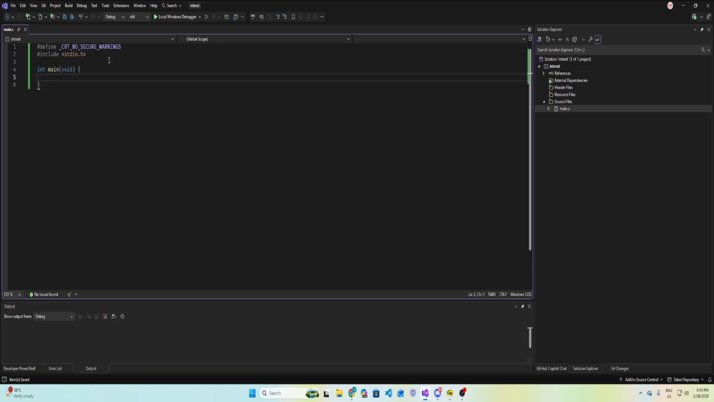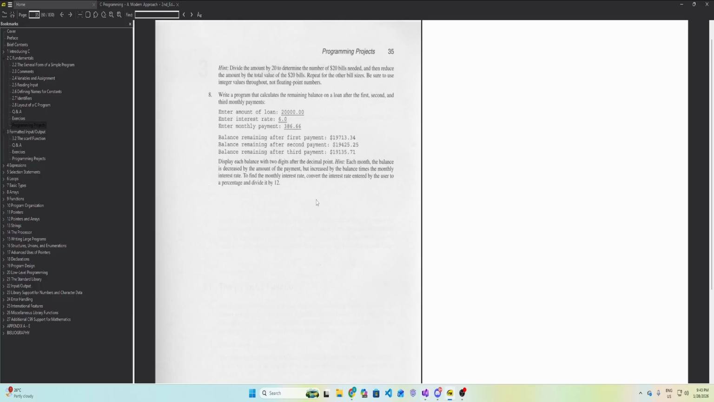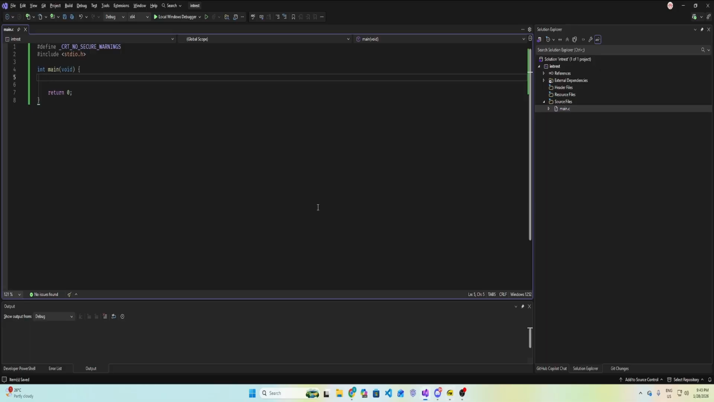Yes, read the requirements of this app quickly. So, write a program that calculates the remaining balance of a loan after the first, second, and third monthly payments. Then it gives an example. Display each balance to 2 digits after the decimal point. Each month, the balance is decreased by the amount of the payment, but increased by the balance times the monthly interest rate. To find the monthly interest rate, convert the interest rate entered by the user to a percentage and divide it by 12. Okay.